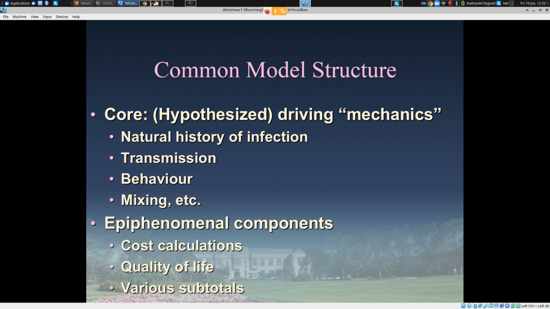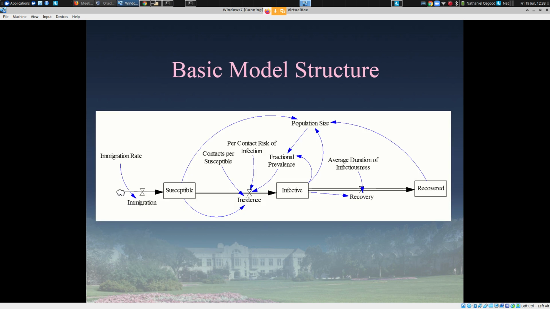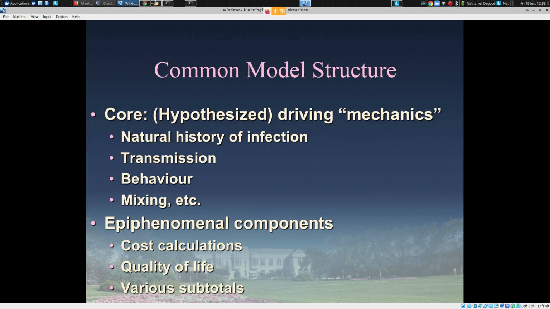So in this context for infectious disease, often we have some core mechanisms represented, natural history of infection, behavior, etc. And then we may have some other types of calculations like cost, quality of life, etc. that are totaled up.